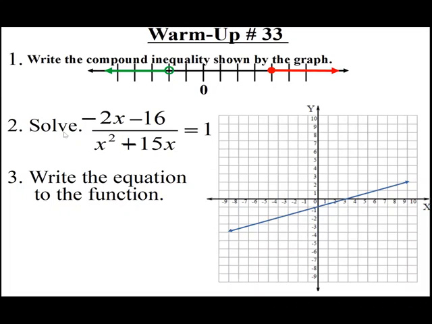Number 2 says solve. It's a rational equation, and we have -2x minus 16 over x squared plus 15x equal to 1. And number 3, it says write the equation to the function graphed, and they give us a coordinate plane, and there's a blue line graphed on it. And for reference points, I'm going to give you -3, -2, and 6, 1. So place those 2 points, sketch your graph, and write your function.